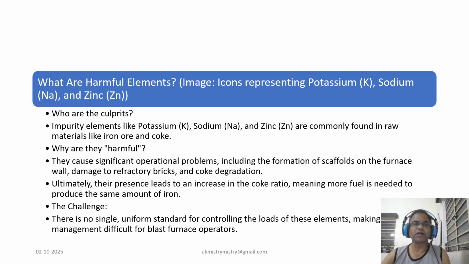So, who are these culprits? We are talking about impurity elements like potassium, sodium, and zinc. These elements are commonly found in raw materials fed into the furnace like iron ore and coke. They are called harmful because they cause serious operational problems. Studies have shown that they can lead to the formation of scaffolds on the furnace wall, cause severe damage to the refractory brick that lines the furnace, and even make the coke degrade and break down. Ultimately, all these issues lead to an increase in coke ratio, which means you have to burn more expensive coke to produce the same amount of hot metal.